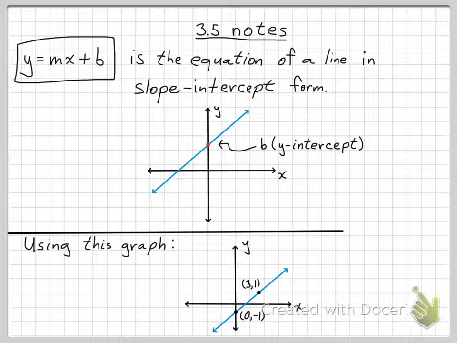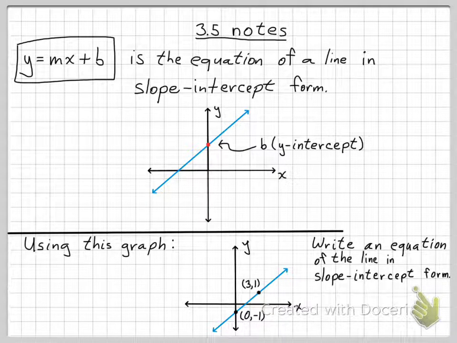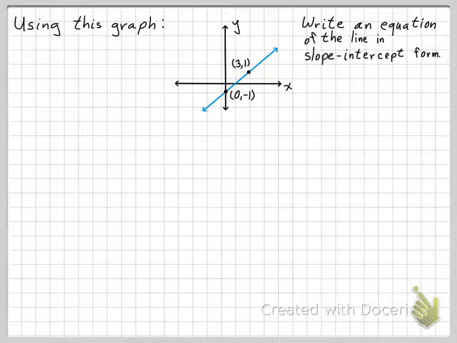Using this graph, write an equation of the line in slope-intercept form. So please write down this entire prompt. We're going to continue on the next frame. So I've just copied this prompt down on this new frame. If you've copied it down already, of course, there's no need to recopy it. But we have these 2 points on this graph, and our task is to write an equation of the line in slope-intercept form. So here's how you go about doing it.